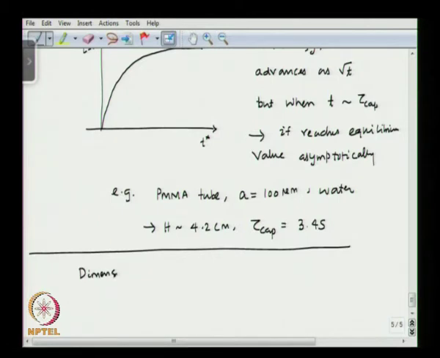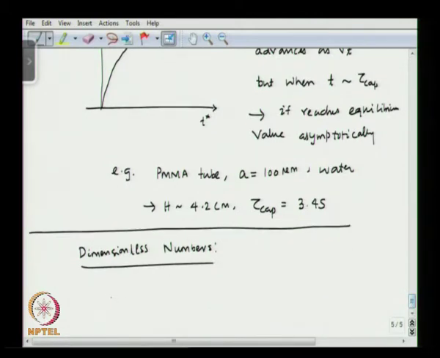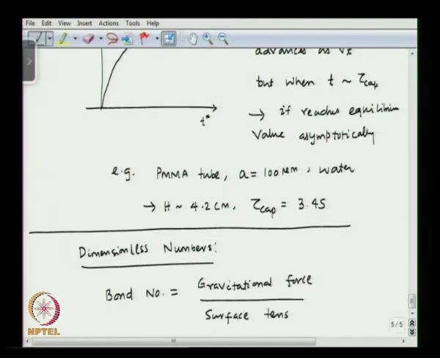Okay. So, now having talked about that, let us talk about a few dimensionless numbers that are important in capillary flows, and the first number that we will talk about is known as the Bond number, which is the ratio between gravitational force and surface tension force. Bond number is the ratio of gravitational force divided by surface tension force.